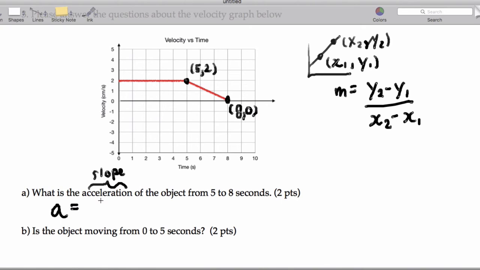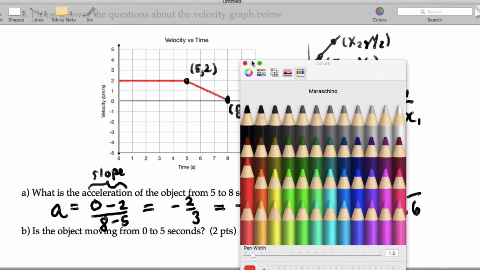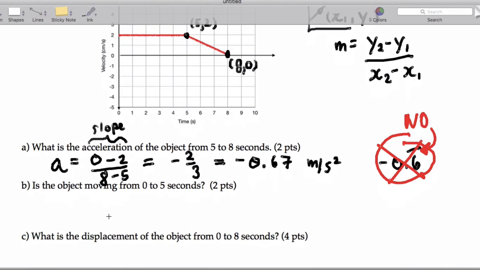So the acceleration here is going to be 0 minus 2 over 8 minus 5, and that's giving me negative 2/3. We don't want decimals in physics, so this should be negative 0.67 meters per second squared. One thing, I'm not going to take off points, but I do not want to see this repeating decimal, okay? We're going to start using sig figs more carefully next semester, so I do not want to see this little bar here for the repeating decimal. Okay, we round. Now, is the object moving from 0 to 5 seconds? The answer is yes, at constant velocity.